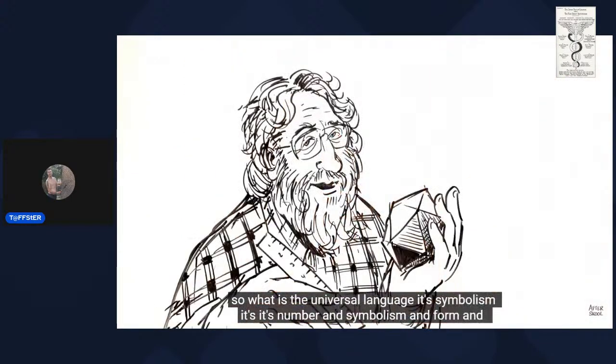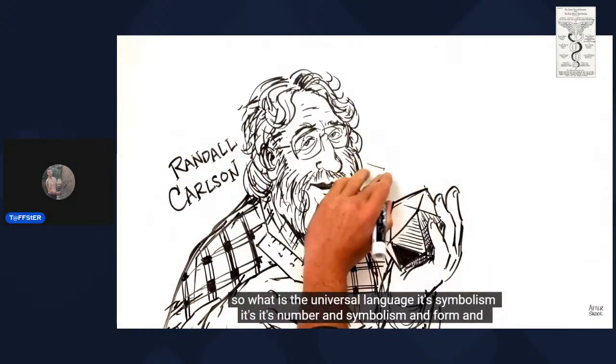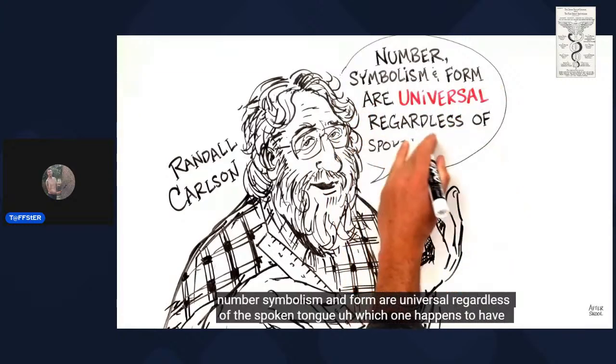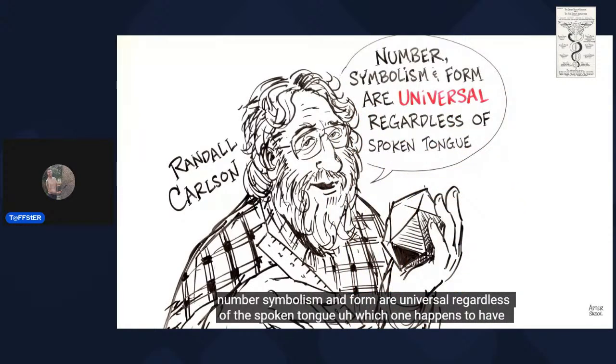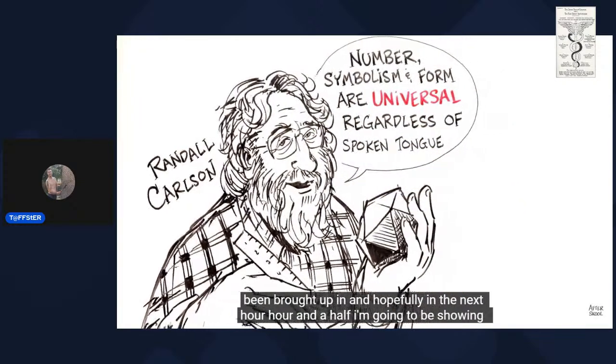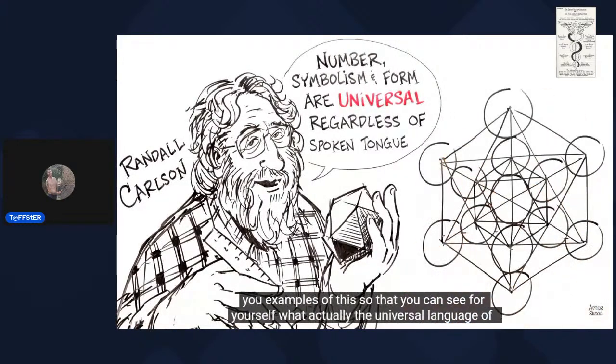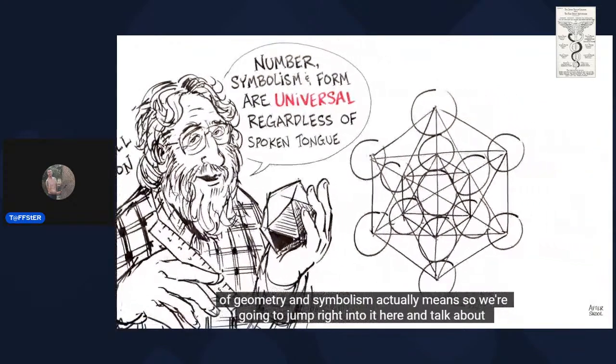So, what is the universal language? It's symbolism. It's number and symbolism and form. And number, symbolism, and form are universal regardless of the spoken tongue which one happens to have been brought up in. And hopefully, in the next hour, hour and a half, I'm going to be showing you examples of this so that you can see for yourself what the universal language of geometry and symbolism actually means.